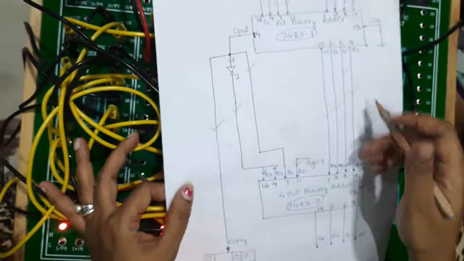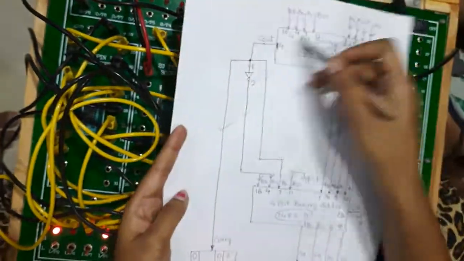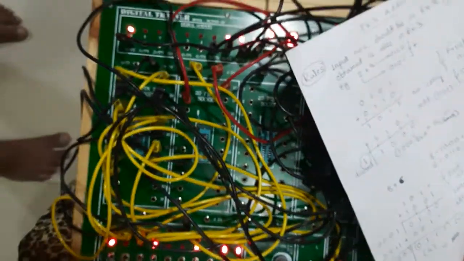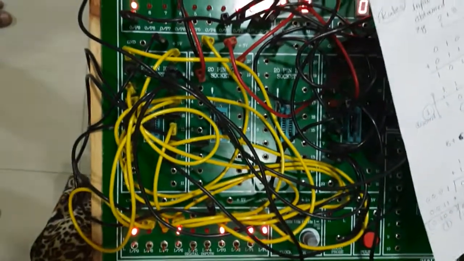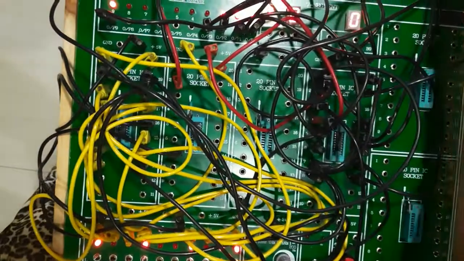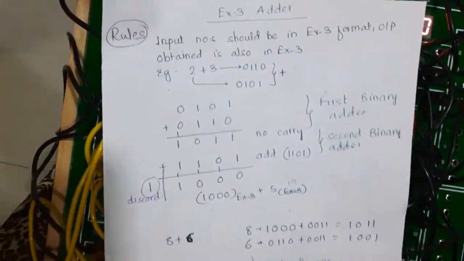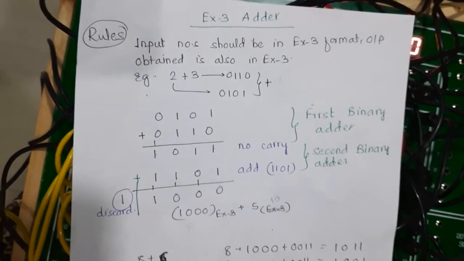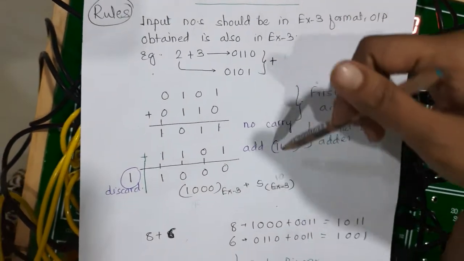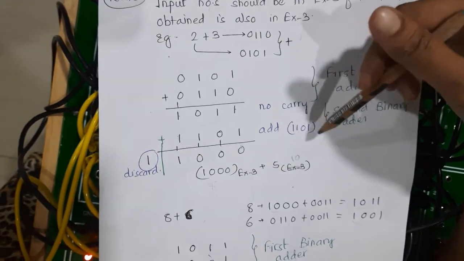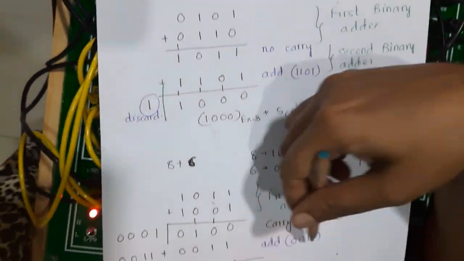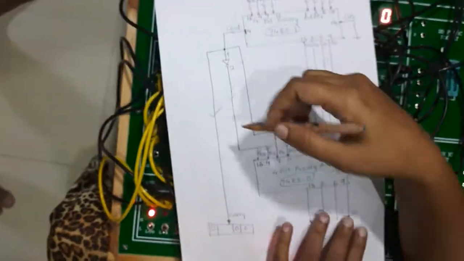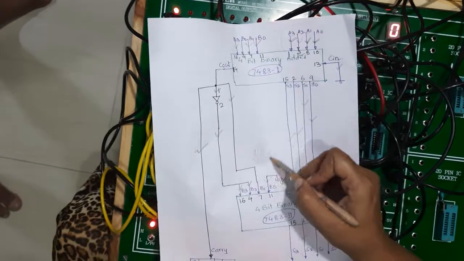I hope you understood the theory behind this, the circuit behind this, how pins are mapped, how connections are done, and how input output combinations are cross checked. So in this XS3 adder, what things are to be remembered? The first assumption, input is in XS3 format, the resultant output is also in XS3 format. What are the rules? If carry is not generated, we have to add minus 3, that is 1101. If carry is generated, we need to add 0011, that is 3. And at the end, we'll be getting a result. And for designing the logic, we have to consider this.